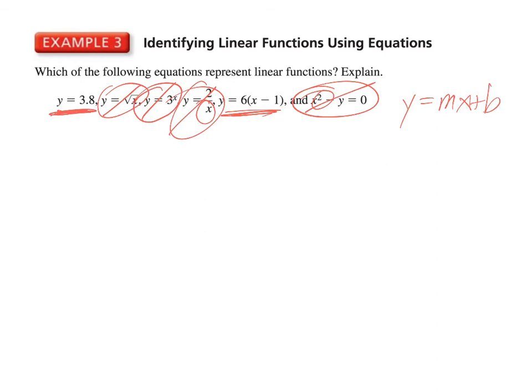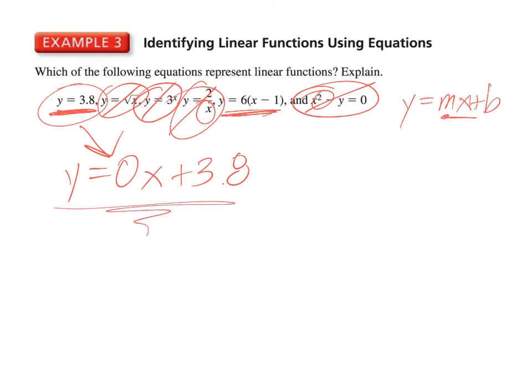Now why is y equals 3.8 a linear function? Well, can you rewrite it so it has that structure? Sure you can. y equals, well, what happened to the x? m must have been 0. So you could rewrite this as that, and it does have a linear structure. So y equals 3.8 is one of your answers.